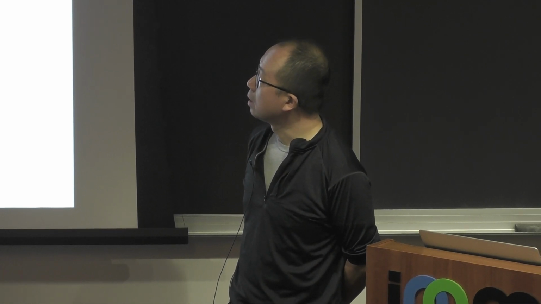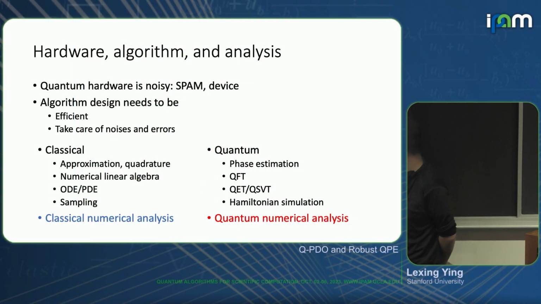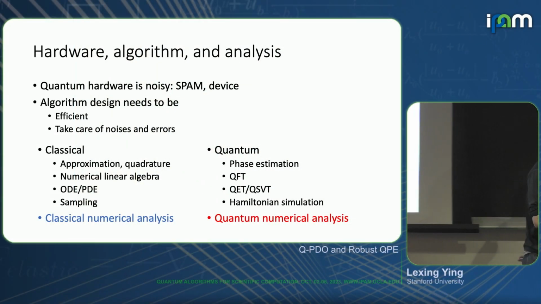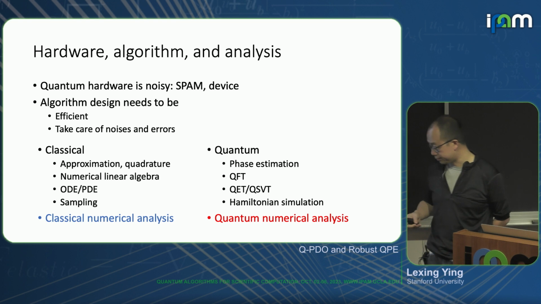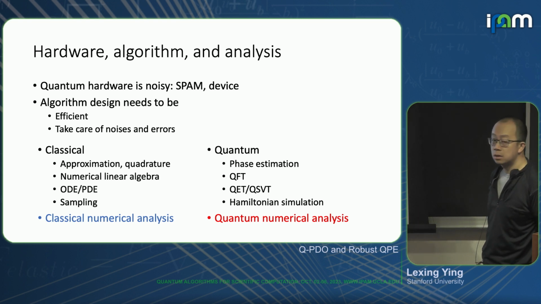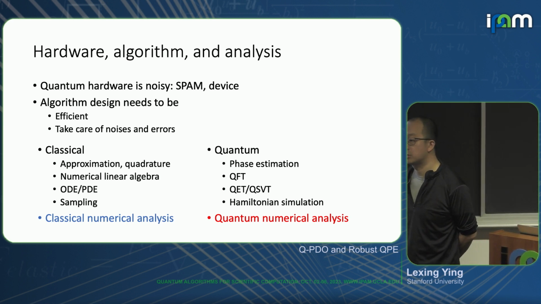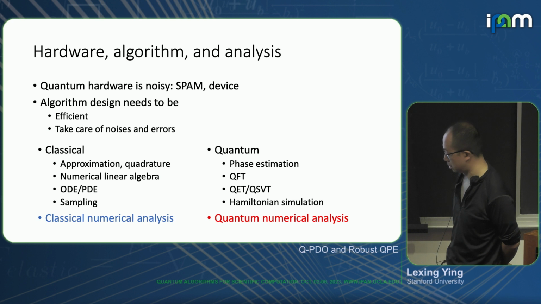One important thing is that quantum hardware is very noisy. You have the SPAM noise, and the device itself can also be quite noisy. Therefore, the algorithm design should try to take all these things into consideration. First, the algorithm has to be efficient because the resources are very limited and also noisy. And the algorithm itself should try to take care of the noise and errors as much as possible in order to produce meaningful results.